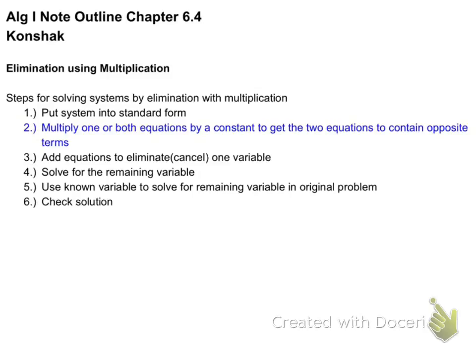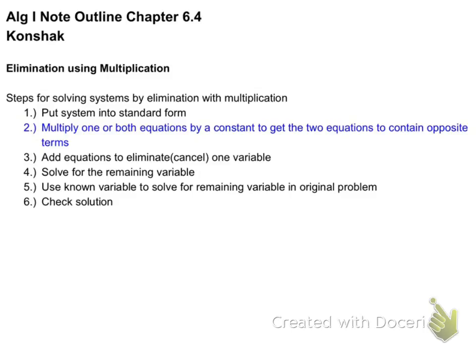And that one is: multiply one or both equations by a constant to get the two equations to contain opposite terms. We say opposite terms because I want to be able to add them together. When we subtract, we have to worry about the negative signs, and then we get them all mixed up. So we want to multiply to get the x's to have the same coefficient but opposite in sign. So 2x and a negative 2x, 8y and a negative 8y. When you add them together, boom, they're gone. We engineer it that way.